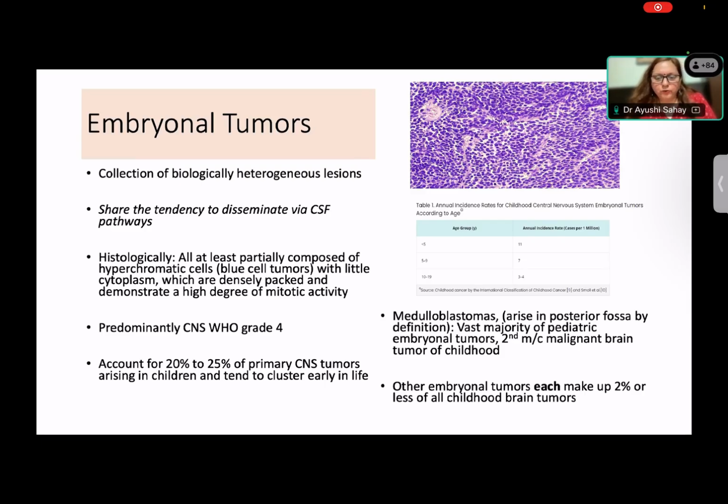The incidence goes down. The most common and prototypical embryonal tumor, which you know even from your undergraduate days, is medulloblastoma, which by definition is an embryonal tumor that arises in the posterior fossa. It is the second most common malignant brain tumor of childhood. The other embryonal tumors are actually less common. The most common of the CNS embryonal tumors is medulloblastoma.